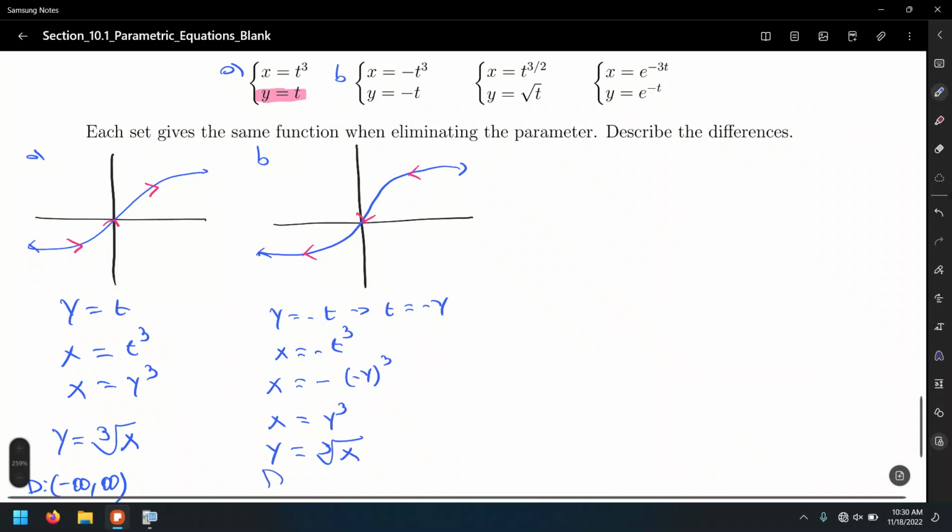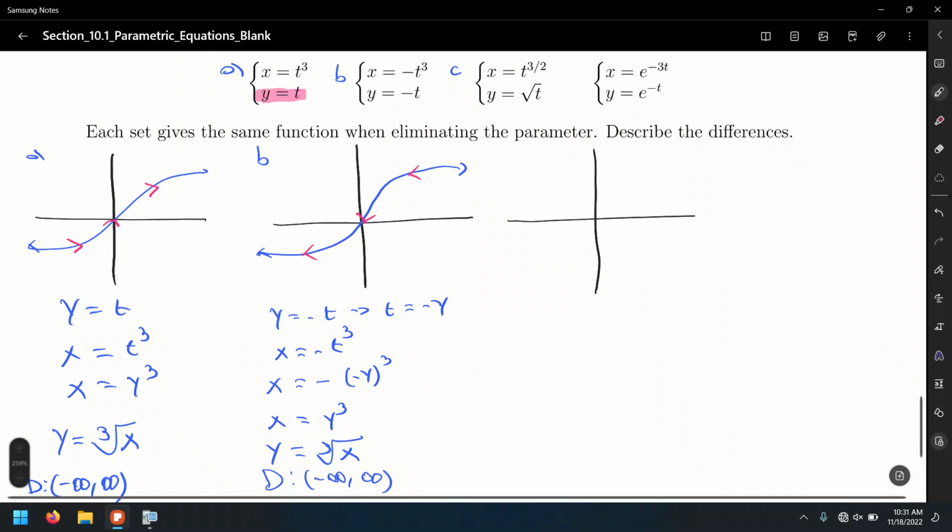And again, it's going to have the same domain, negative infinity to positive infinity. All right. So essentially, for the first couple of cases, A and B are the same equation with different signs. That means different directions. There's nothing weird about it. However, let's have a look at letter C. That's going to be an interesting one. So what do we have? X equals t to the 3/2, and y equals the square root of t.